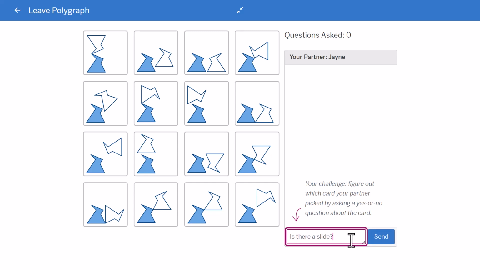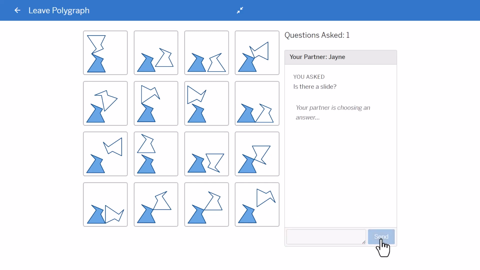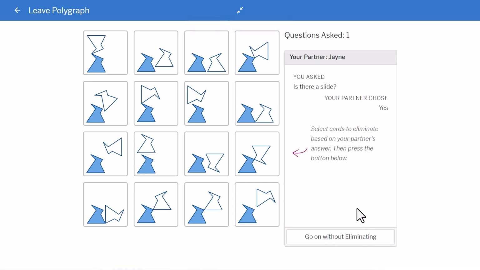I'm going to ask, is there a slide? Now my partner can answer yes, no, or I'm not sure, like I'm not sure what you mean. So let's see what my partner has to say. And you can see the answer right here. My partner said, yes, there is a slide. So for any of these tiles that do show any kind of slide, then it might be that one, but I can cross off anything else.